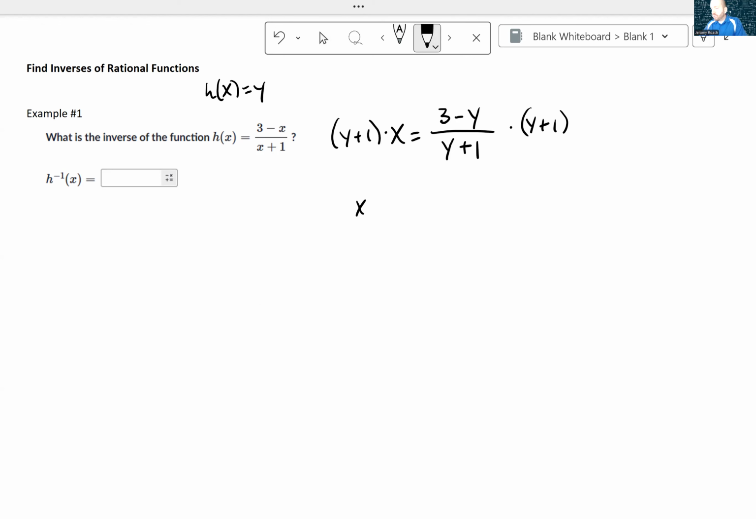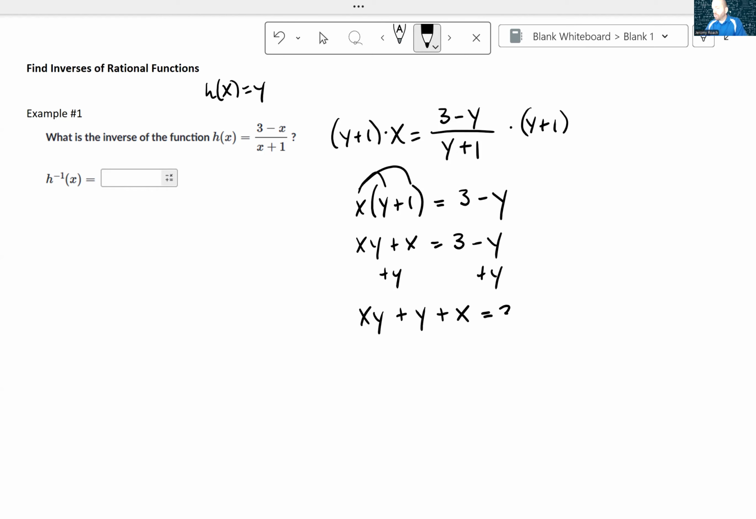And we get x times quantity y plus 1 equals 3 minus y. The goal for all of these is to get the y's on the same side and then factor out a y. So we're going to multiply. You get xy plus x equals 3 minus y. We're going to add y on both sides. We get xy plus y plus x equals 3. Subtract x. We get xy plus y equals 3 minus x.